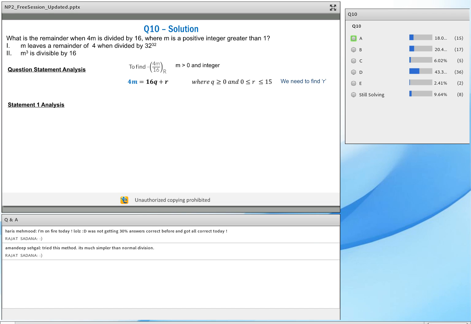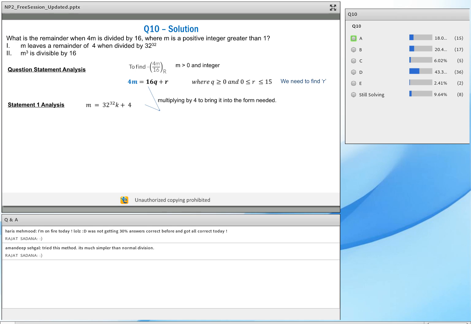All right, so let's analyze statement 1. If we analyze statement 1, what we can really see is that m can be written as 32 to the power 32. Statement 1 says m leaves a remainder of 4 when divided by 32 to the power 32. It's a crazy looking number. But in general, what it means is that m can be written as 32 to the power 32 times k plus 4.